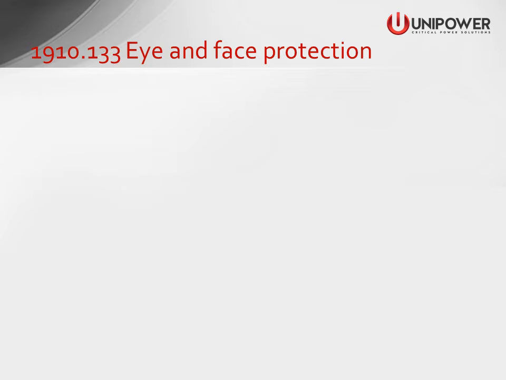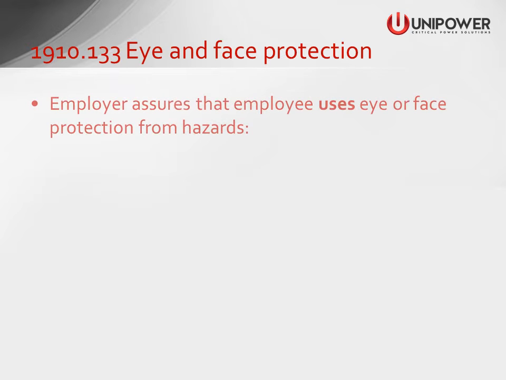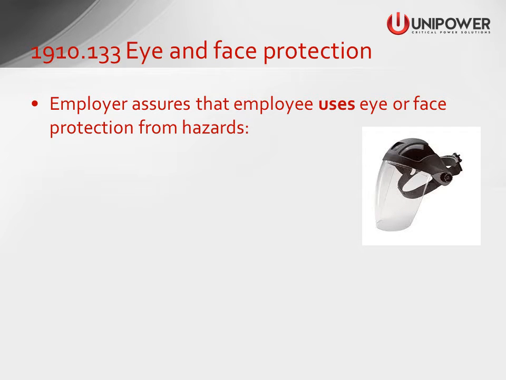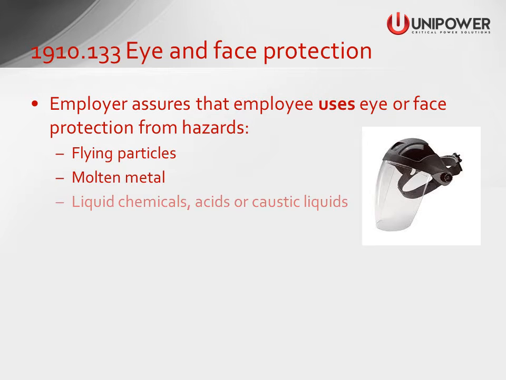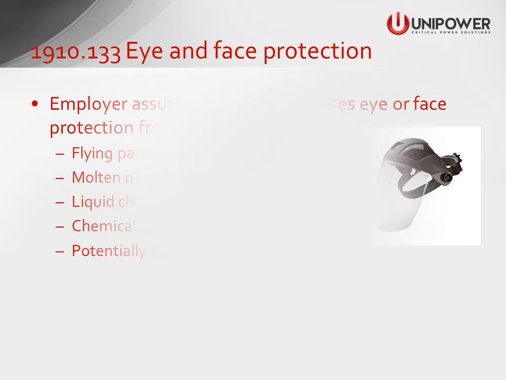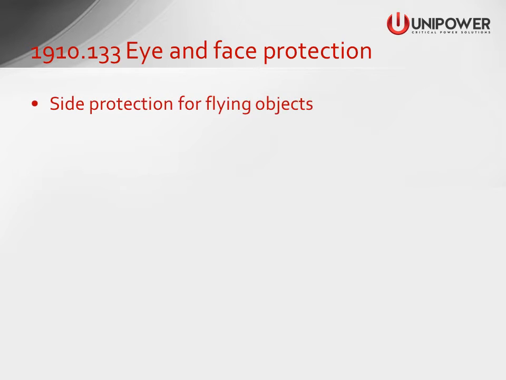Section 1910.133 talks about eye and face protection for employees in the workplace. The employer assures that employees use eye or face protection from hazards such as flying particles, molten metal, liquid chemicals, acids or caustic liquids, chemical gases or vapors, or potentially injurious light radiation. Sight protection for flying objects is illustrated in the glasses as shown below.